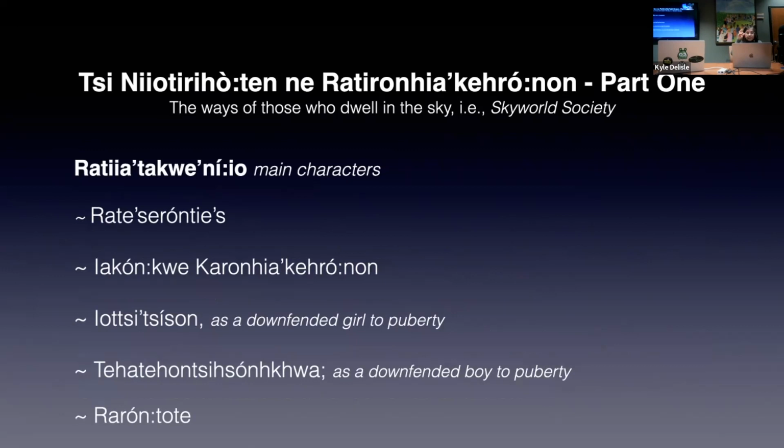These are the main characters. This is in part one. As a girl goes to puberty, as a boy goes to puberty. These are the main ones here. These characters, I want you to have a paper. This character's paper is going to be for the Dezerujis, and you're going to draw whatever you want about the Dezerujis, and so on and so forth.